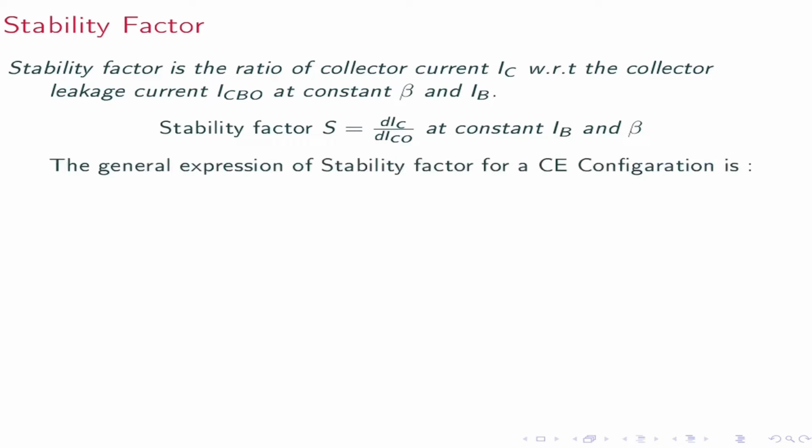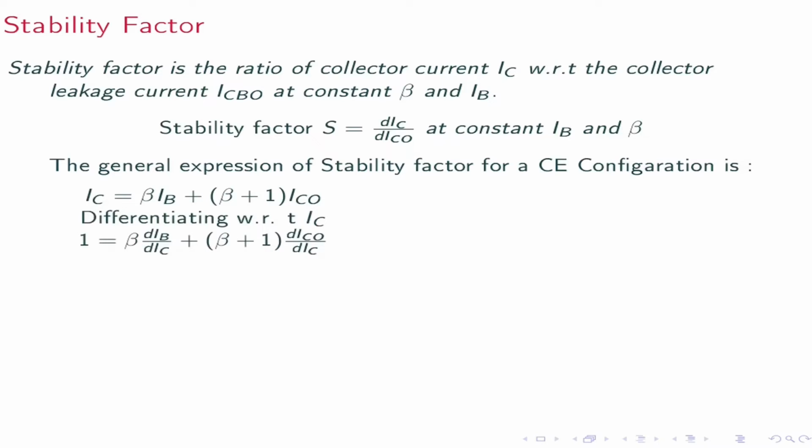So the general expression for stability factor in a CE configuration can be calculated as follows. We know IC is equal to beta IB plus beta plus 1 ICBO. Now we are differentiating this with respect to IC. We get 1 is equal to beta dIB by dIC plus beta plus 1 dICO by dIC. But dICO by dIC is 1 by S. Therefore, S is equal to beta plus 1 by 1 minus beta dIB by dIC.